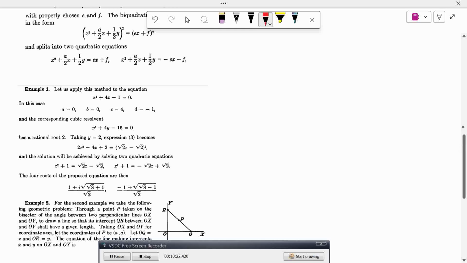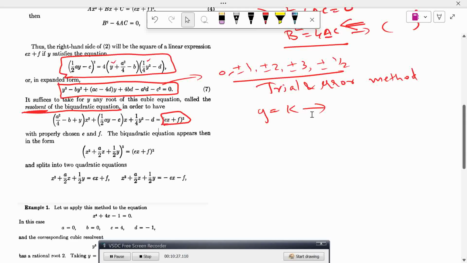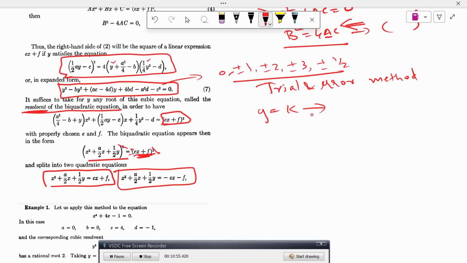Okay, so the LHS is already a perfect square. In equation 2, the LHS is already a perfect square, and this side is again a perfect square. So like I said, when we cancel the square with the root, we will get plus or minus. So this is the first quadratic equation, and this is the second quadratic equation, and we will solve by the quadratic formula.